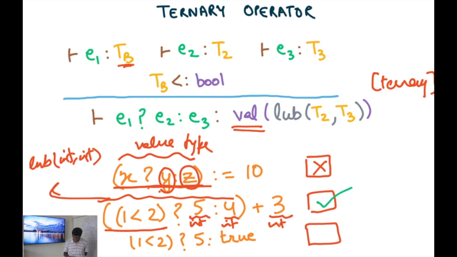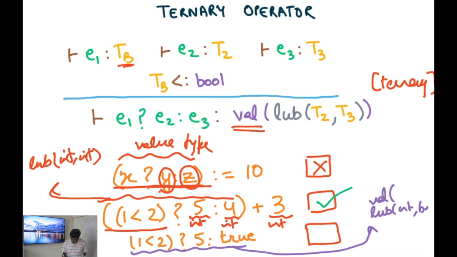All right, let's take another example. 1 is less than 2 question mark 5 colon true. Now 1 is less than 2 is boolean, so that matches with TB. 5 is int, true is bool, and so int matches with T2, true matches with T3, and so the type of this expression would be val of LUB of int comma bool, which is just void. And so this is also a well-typed expression because our typing rules evaluate a type for it. It's a type-correct expression.